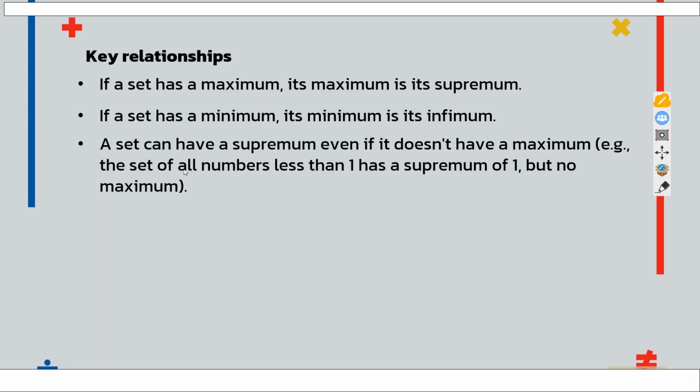For example, if you consider the set of all numbers less than 1, it has a supremum of 1 but not a maximum. So we are talking about a set that has all numbers less than 1. So what are those numbers less than 1? Numbers less than 1 are very many. If you are looking at real numbers, where x is an element of the set of real numbers, and you are looking at the set S consisting of such numbers, this set S consists of a lot of numbers.